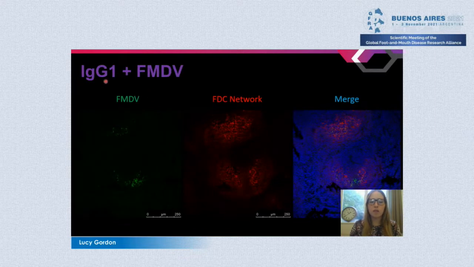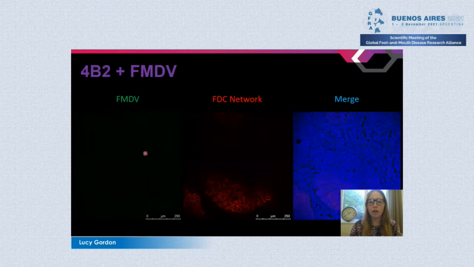Then with that isotype control, after infection with FMDV, we were able to show FMDV binding in the FDC network. However, pre-inoculation with 4B2 prevented FMDV binding in the FDC network.